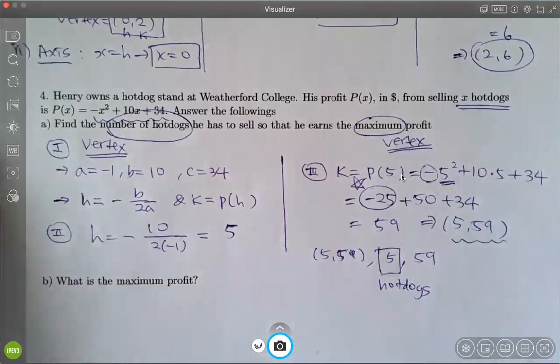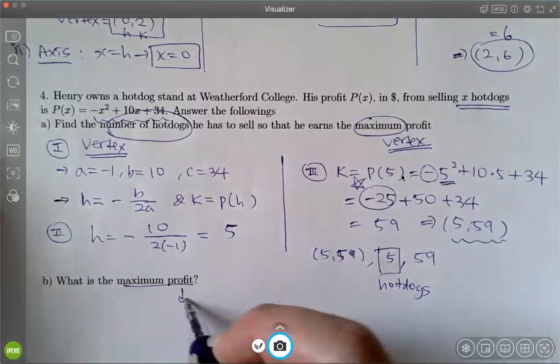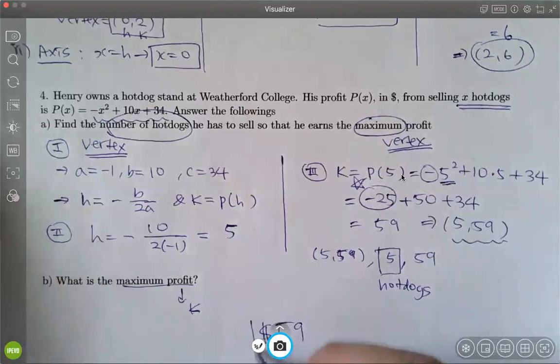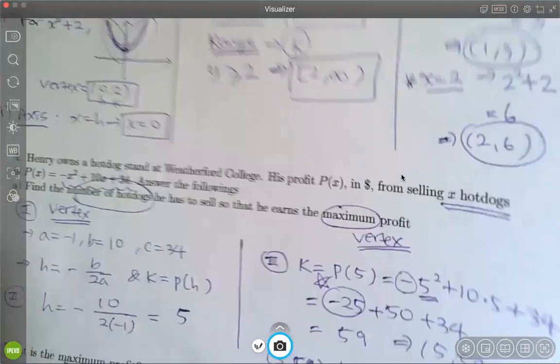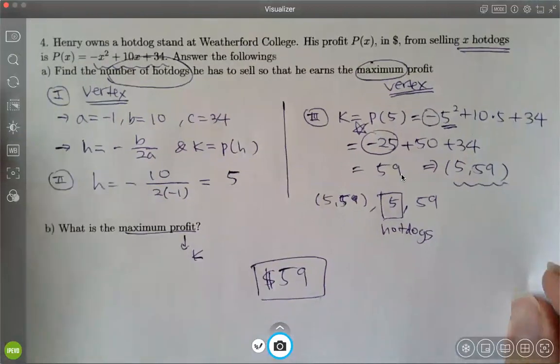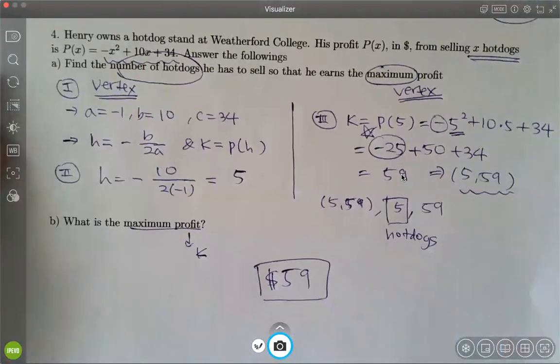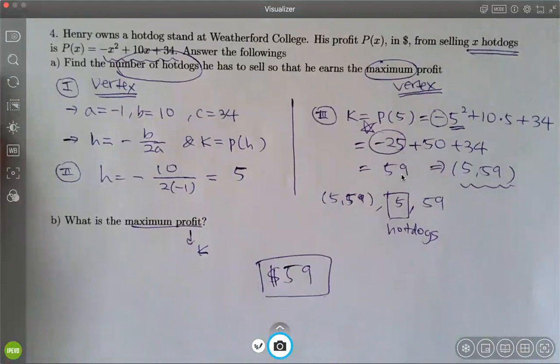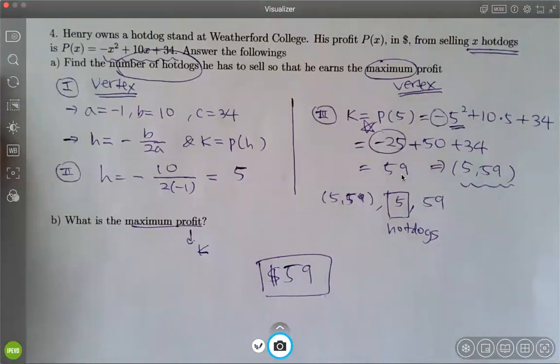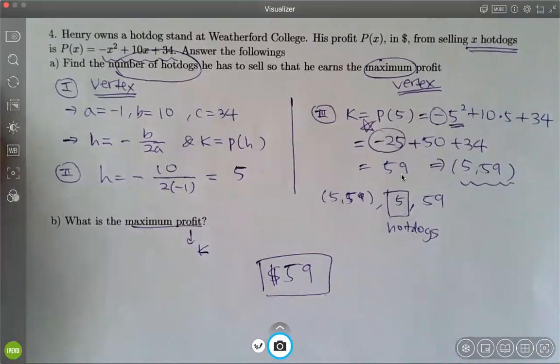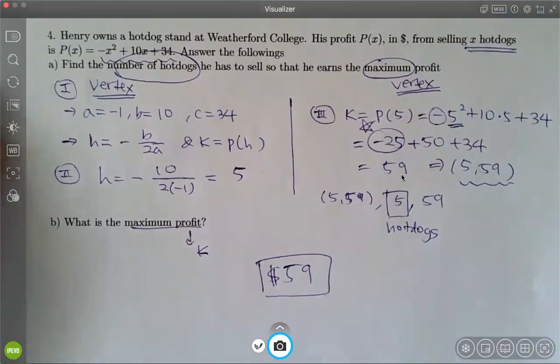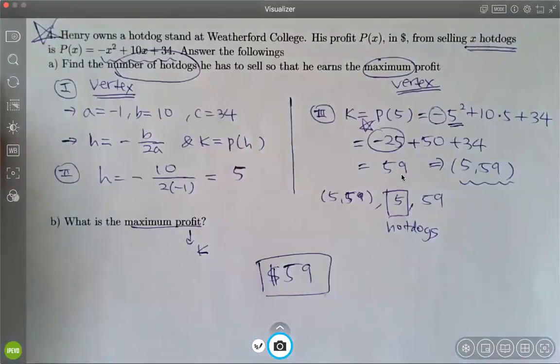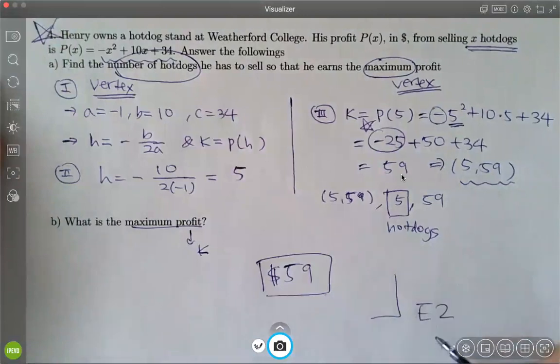Part B, what's the maximum profit? So that's the k value, which is equal to $59. And you can see why Henry doesn't own this hot dog stand at Weatherford College. Why? Because he has to sell 5 hot dogs and he'll earn 59, nearly $60 as the profit. So what does that mean? That's like nearly $12 per hot dog. And yeah, that's pretty expensive. So that's why there's no such hot dog stand, but whatever. So this is an important word problem, okay? And here is the end of exam 2 materials.